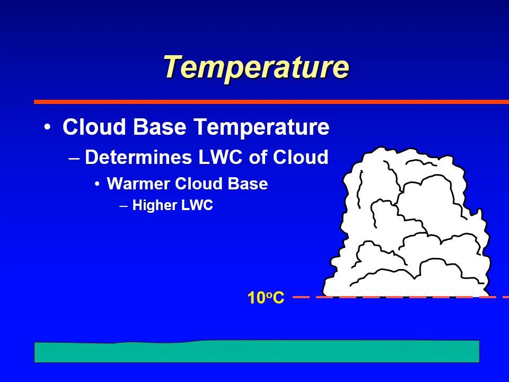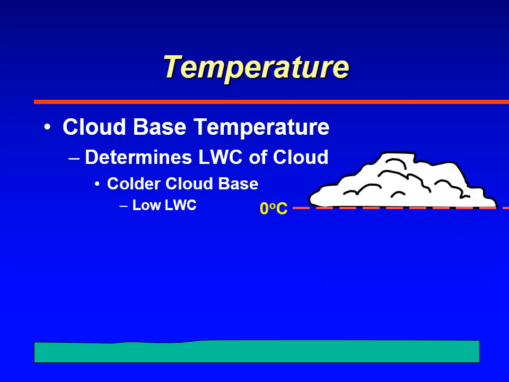Think of it this way. You know that the cloud base is where you have 100% relative humidity, which means the temperature is equal to the dew point. Remember that the dew point tells you how much water is in the air. So if you have a very high dew point, you're going to have much more water vapor in the air that can be turned into liquid water through condensation. So warmer cloud bases generally imply much juicier, higher liquid water contents in cloud.